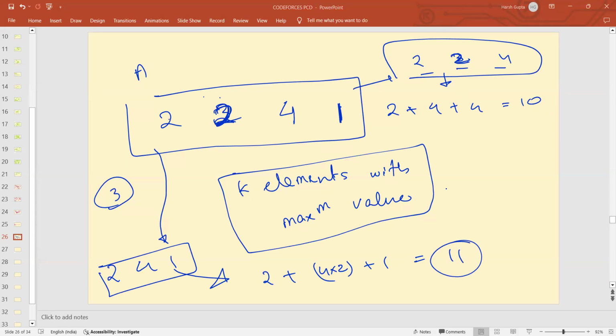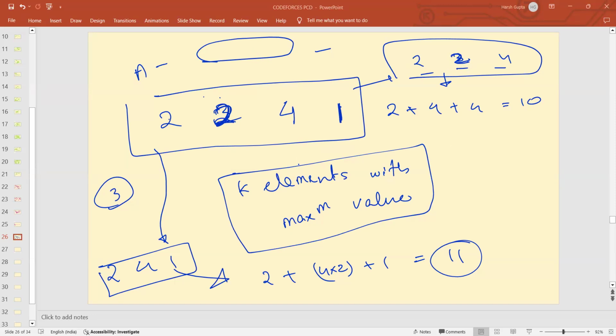And why is this happening? That taking k maximum elements is always not giving us the maximum value. This is because the first and last element get added once and all the remaining elements get added twice. So that is one thing that is present. Because of that, this is not optimal to always take the first k maximum elements and solve the question. Does everyone understand why we can't take k maximum elements?